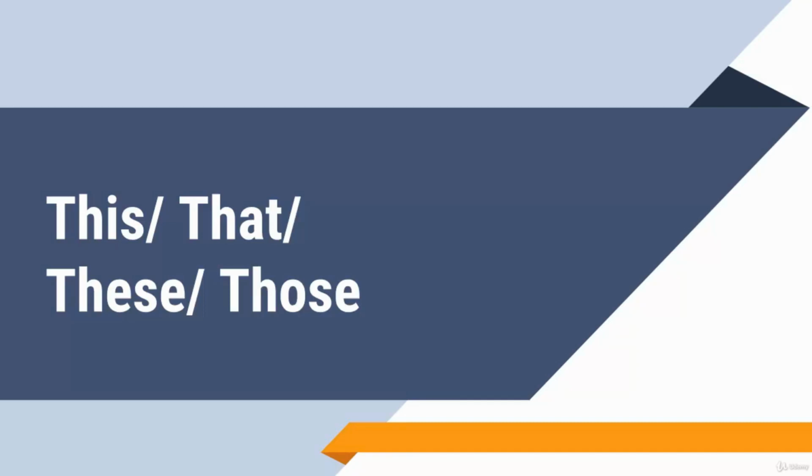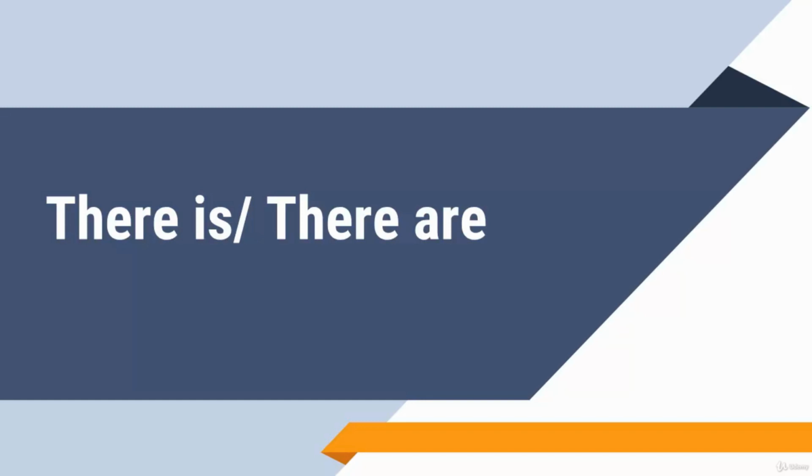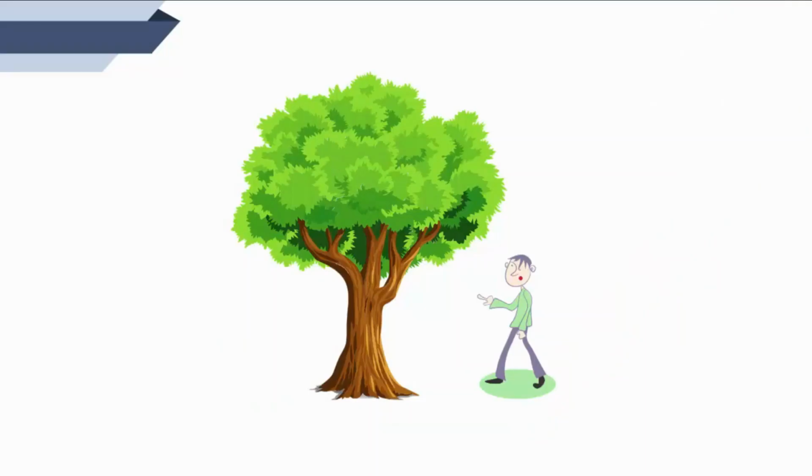In this video, we'll talk about the differences between this, that, these, and those. There is or there are. So let's look at some situations. Man and tree. He says, look at this tree here.